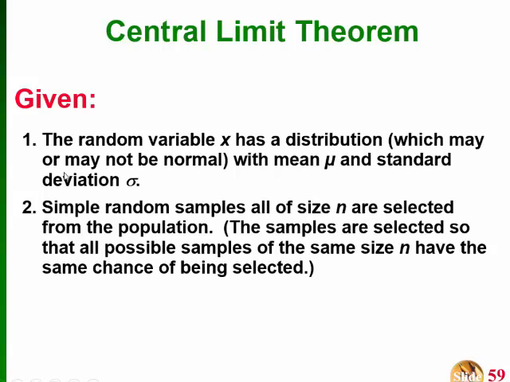So for a central limit theorem, we have to be given that the random variable has a distribution which may or may not be normal, and then you can find the specific mean and standard deviation. The second condition that has to be given is that simple random samples of size n are selected from the population, and so it's going to be important for us to be able to identify the sample sizes that we're going to take. So this is like the sampling distributions that we were talking about.